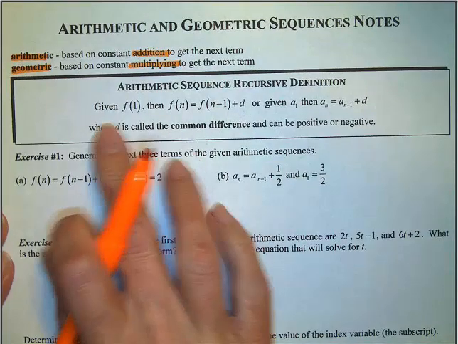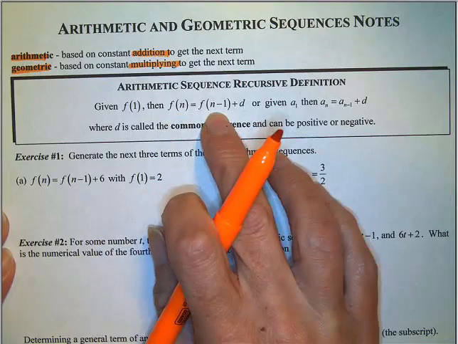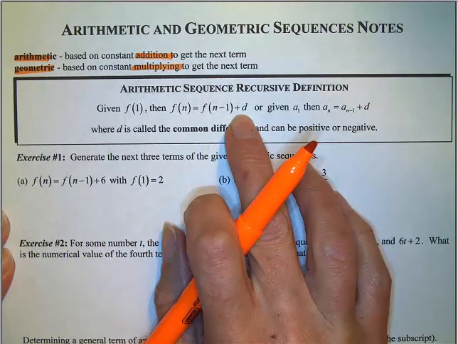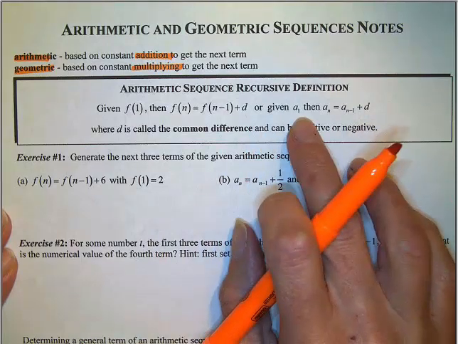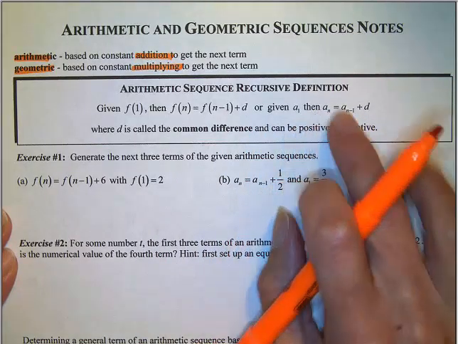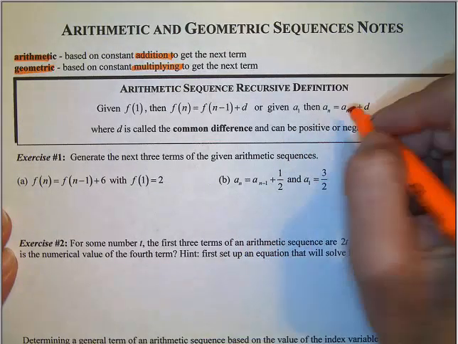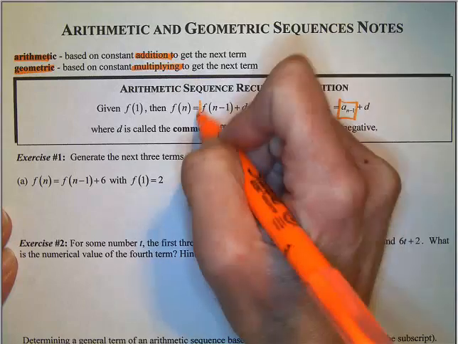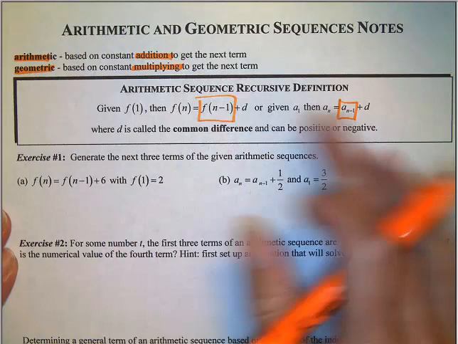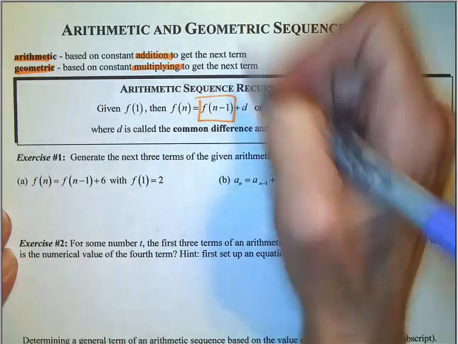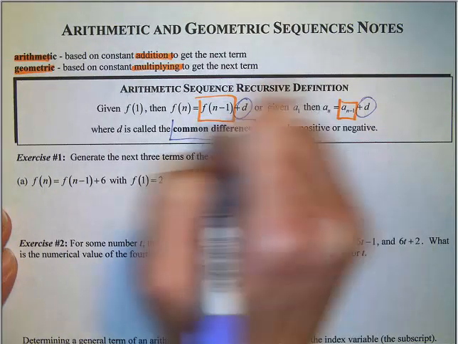So given f of 1, then f of n equals the previous term plus the difference. Or you're given a sub 1, then a sub n equals a sub n minus 1, the previous term, plus d. So these are the same thing, just written in different forms. Function form, subscript form. D is what you're adding, also known as the common difference.